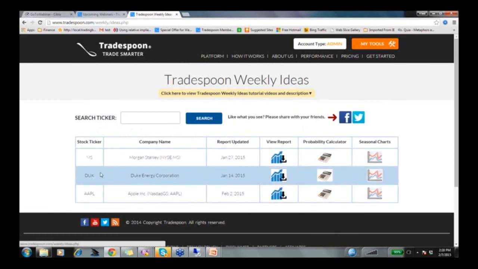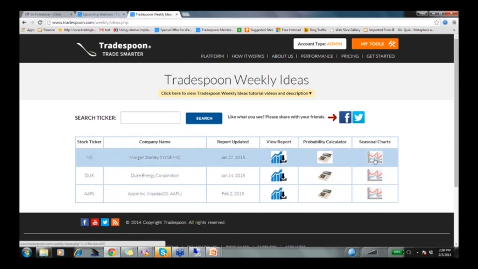This is every week we get the results of our models, and we'll show you based on our models what are the 3 stocks that will outperform the market for this week. And you can look at the seasonal chart for these stocks. You can actually type in any symbols that you want.